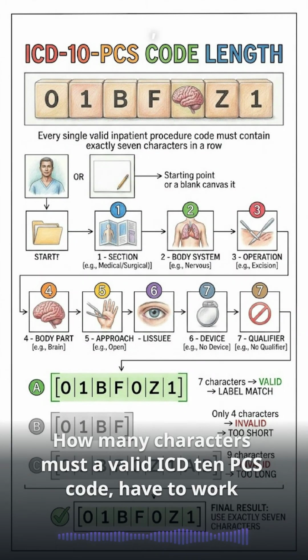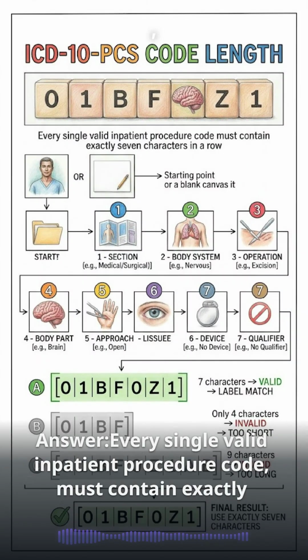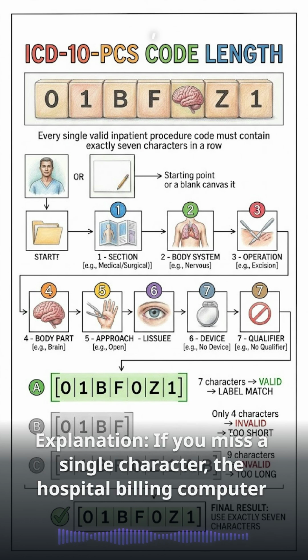113. How many characters must a valid ICD-10-PCS code have to work correctly? Every single valid inpatient procedure code must contain exactly 7 characters in a row. If you miss a single character, the hospital billing computer will reject the claim.